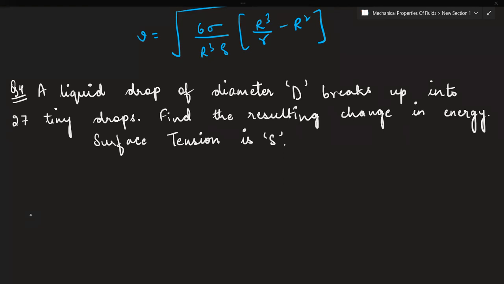Start with the first step that we did in the previous question. Volume of big drop will be equal to 27 times the volume of small drop. Then try to find out the relation between the diameter and the radius of the small drop.